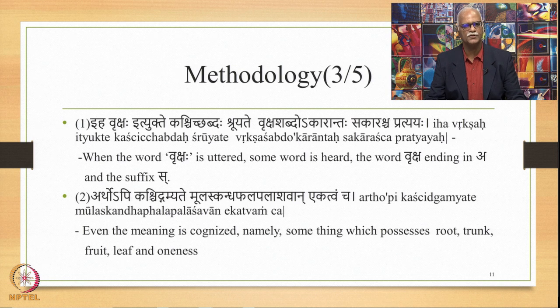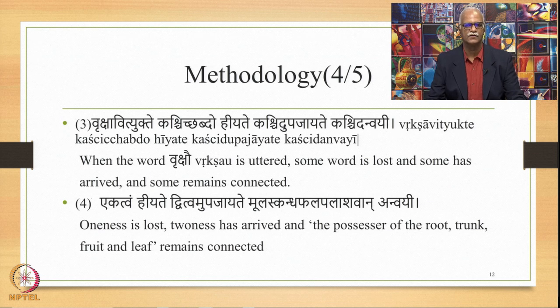Arthopi kaschit gamyate. We go to the second sentence now. Arthopi kaschit gamyate. Moolaskandha phalapalashavan ekatvancha. And when the word vriksha is uttered and some word is heard and its components are known to the grammarians as vriksha and sa, now this shabda which is heard by the speaker also conveys some meaning. Even the meaning is cognized, namely some entity which possesses the root, moola, the trunk, the skandha, the fruit, phala, leaf, palasha, and so on, and oneness, ekatvamcha. This is the meaning one cognizes as well from this word.